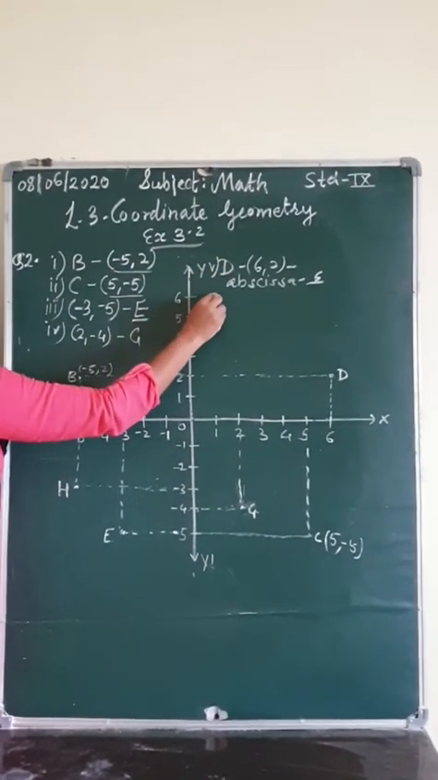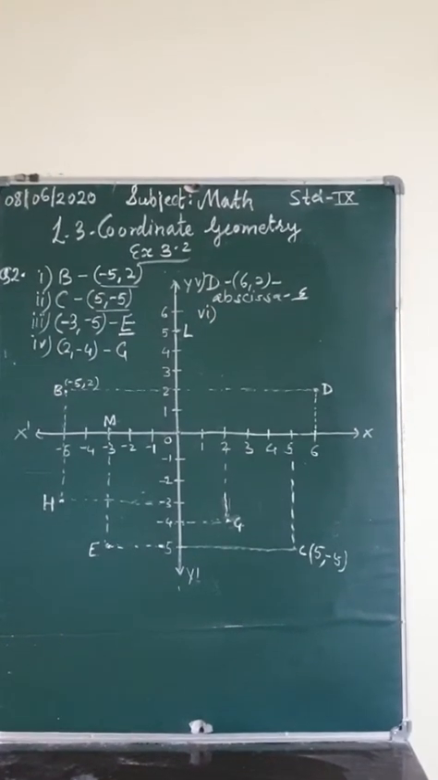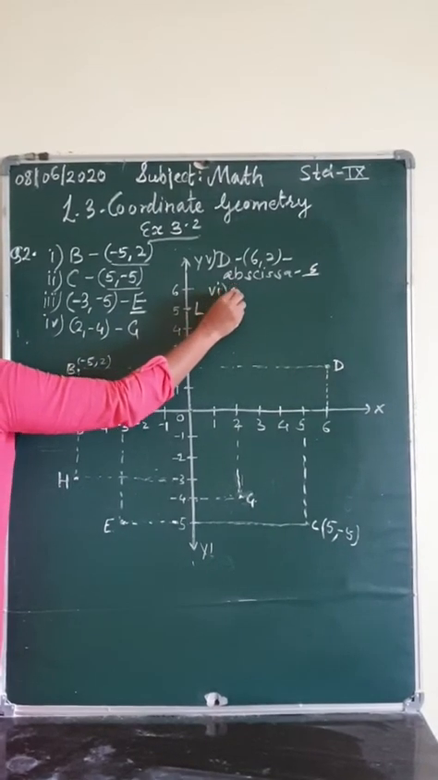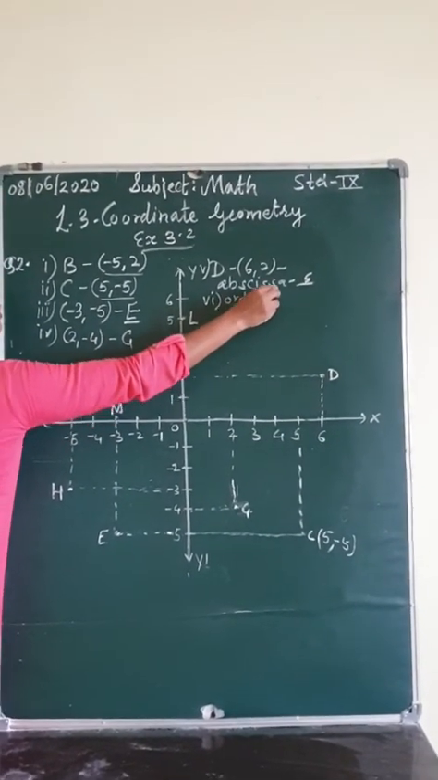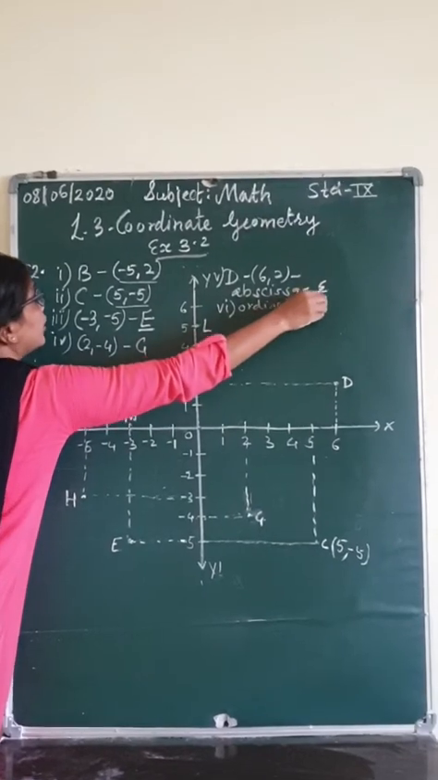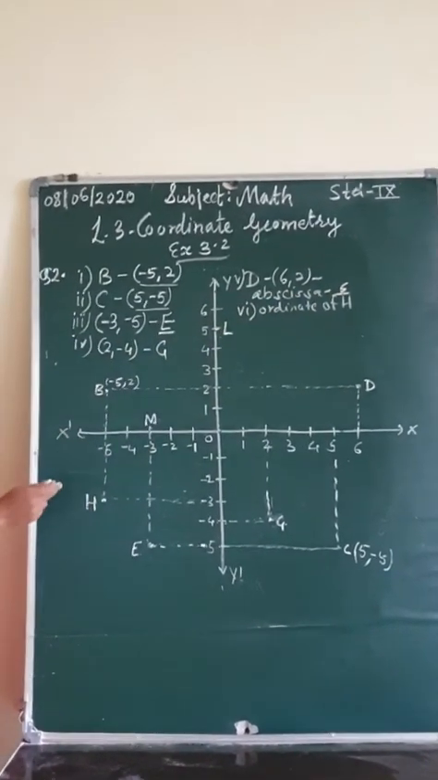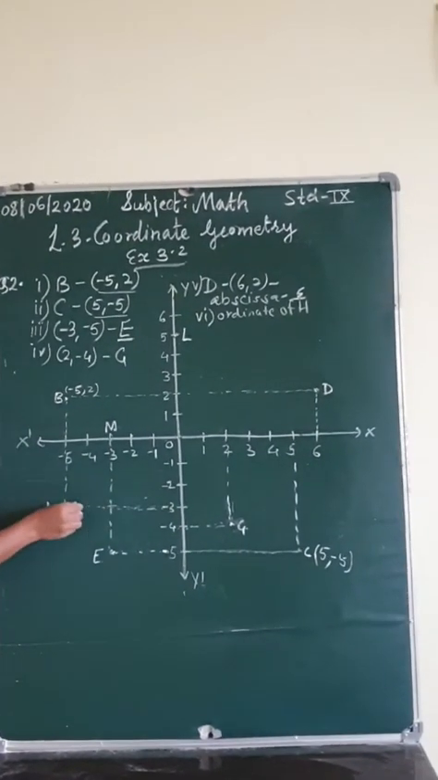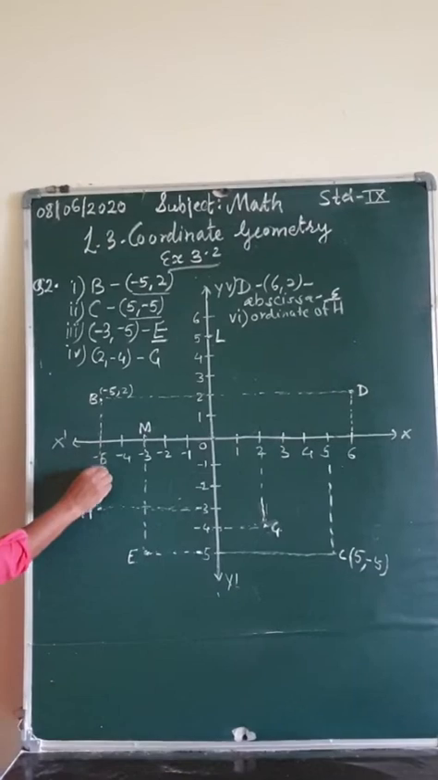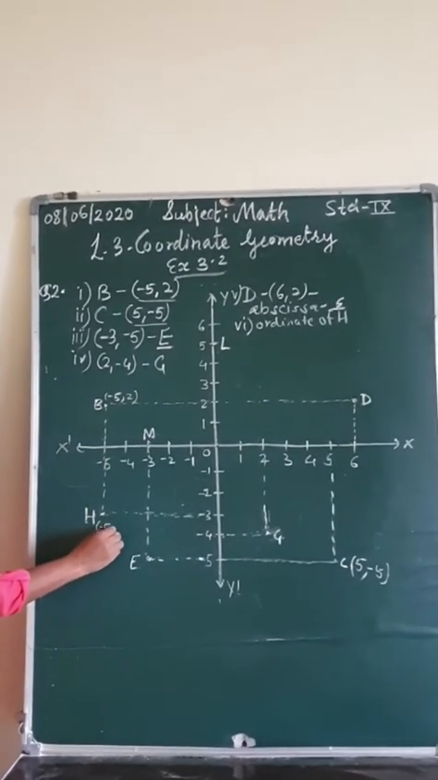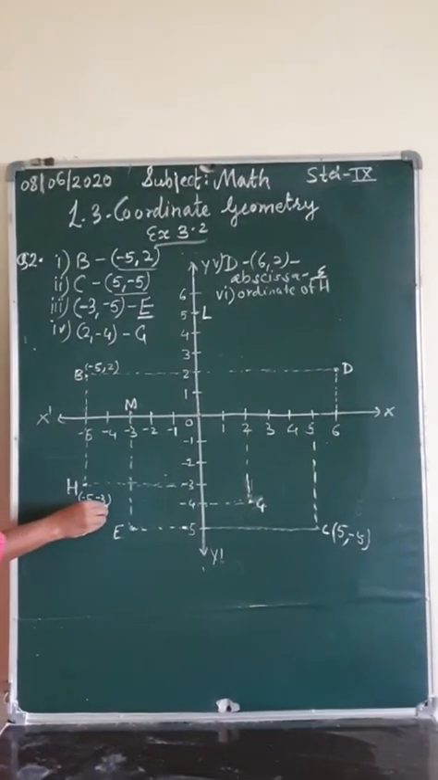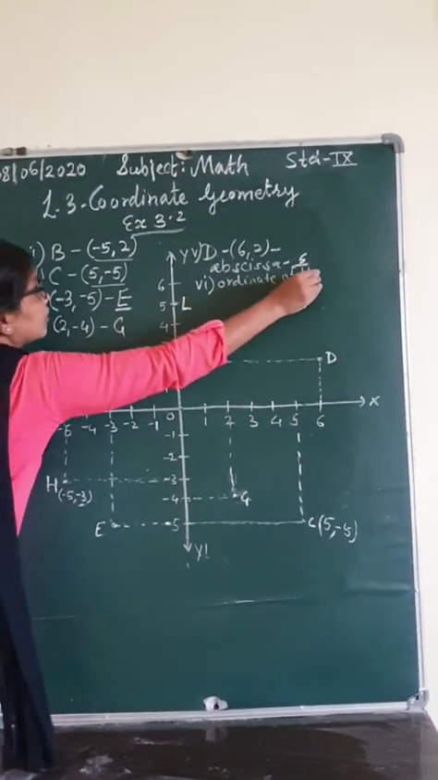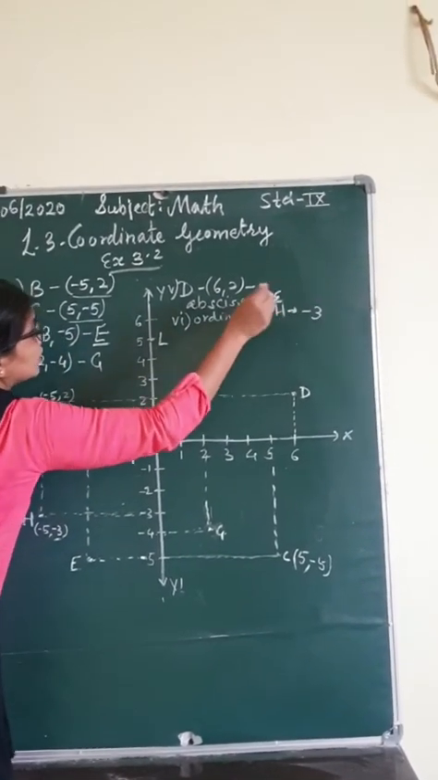It's the fifth question. Sixth. The ordinate of point H. So they have asked us ordinate of H. Now you know ordinate means y coordinate. Where is H? Here. So if you write the coordinates of H, here it is -5 and -3. But they have asked us ordinate. It means y coordinate. So answer will be -3.